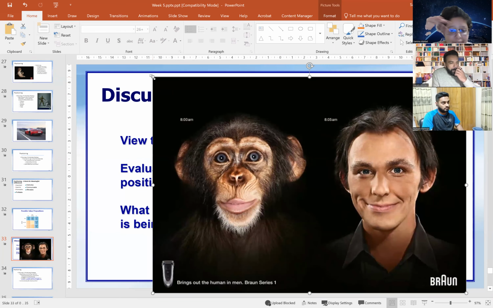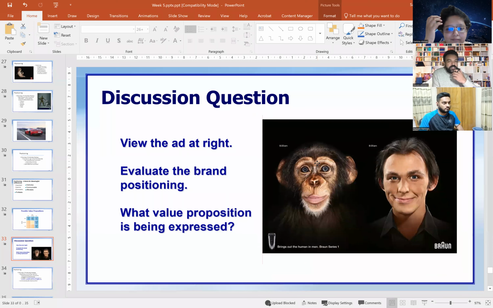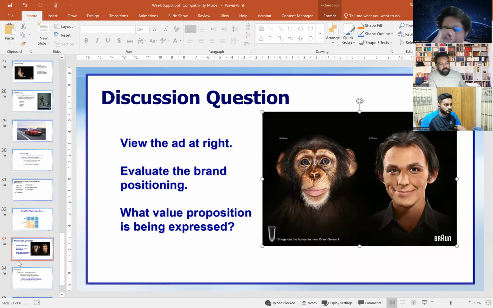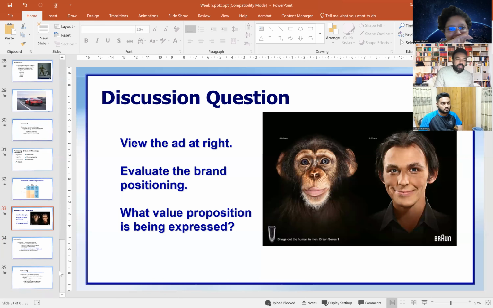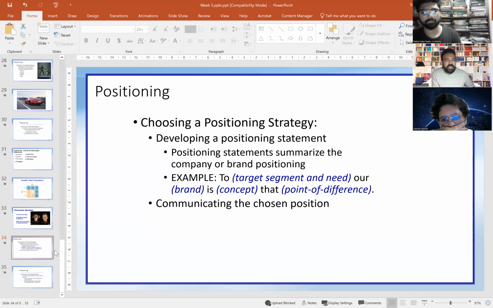So that's just a fun example, but there are lots of ways we can position ourselves in the consumer's mind. With this one, guys, I have a couple more slides on choosing a positioning strategy. I'm not talking about this anymore, leaving it for you to explore. As soon as I'm done with the class, I will send the slides to you. Maybe I'll just use the chat screen now so that you all have access to it. Yeah, Naim, go ahead.